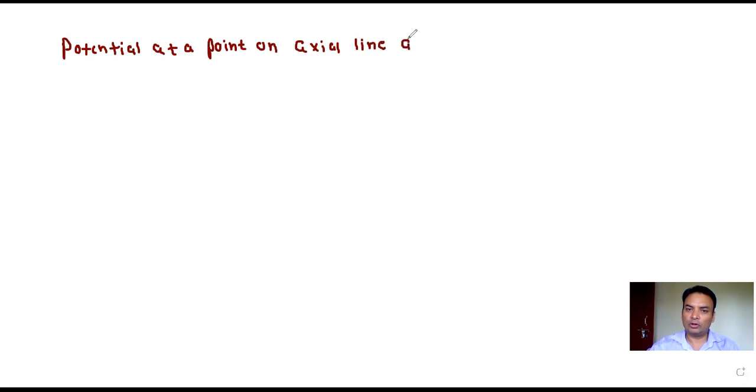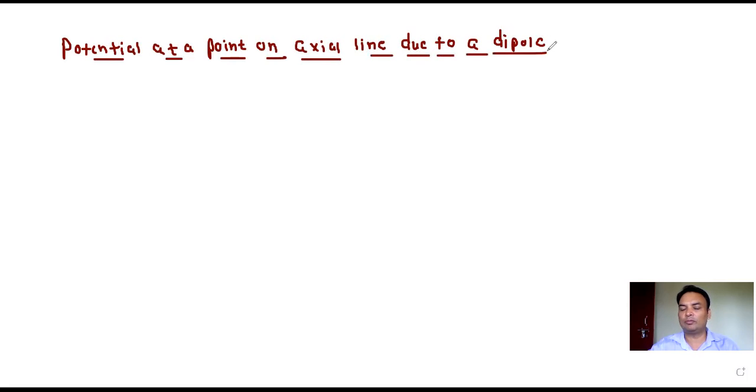So, potential at a point on axial line. Axial line means x-axis. Potential at a point on axial line due to a dipole. Very simple topic, but very important topic.